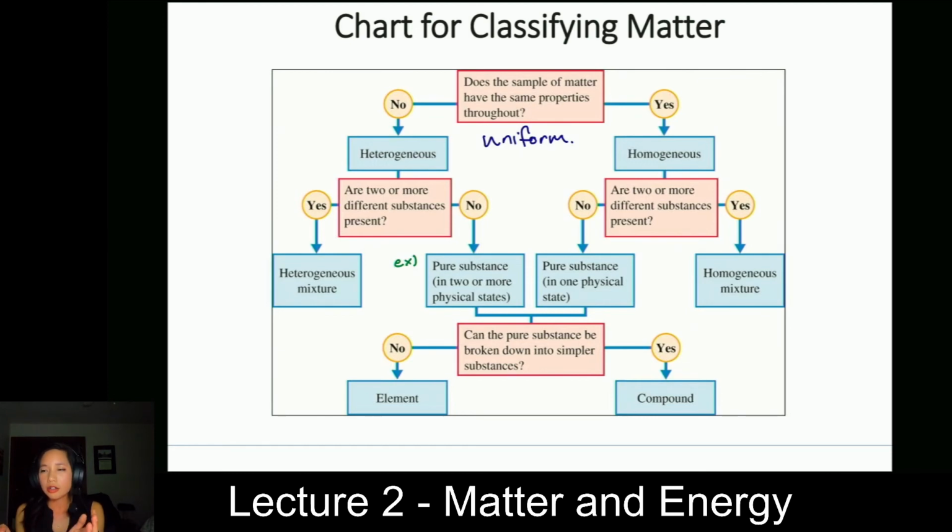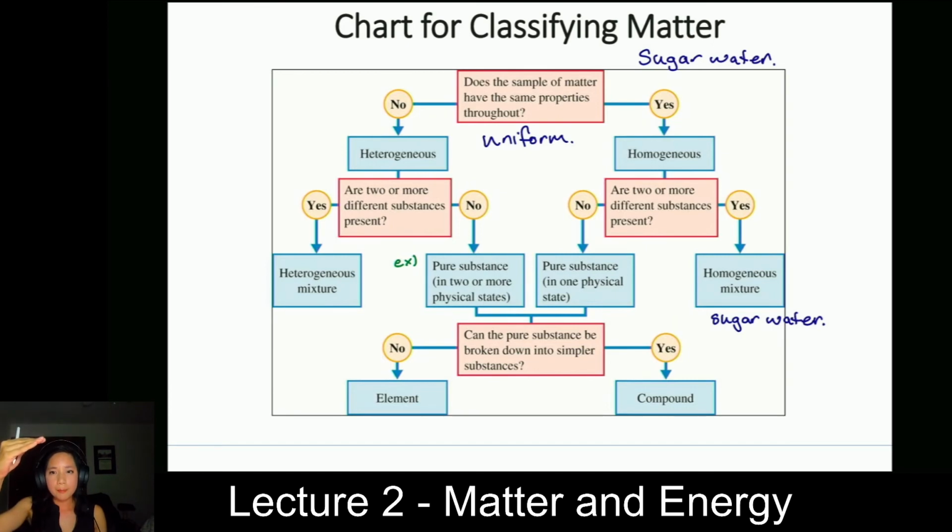Let's say I give the example sugar water. Right, I gave you a sample of sugar water. It looks like water, right? It's uniform throughout, it's colorless throughout. So we would say, yes, it's uniform, it's homogeneous. But we need to go a little bit further. We need to think about, are there different substances present? Sugar water contains sugar and water. So yes, there are two substances present. So with our example of sugar water, that would be a homogeneous mixture.